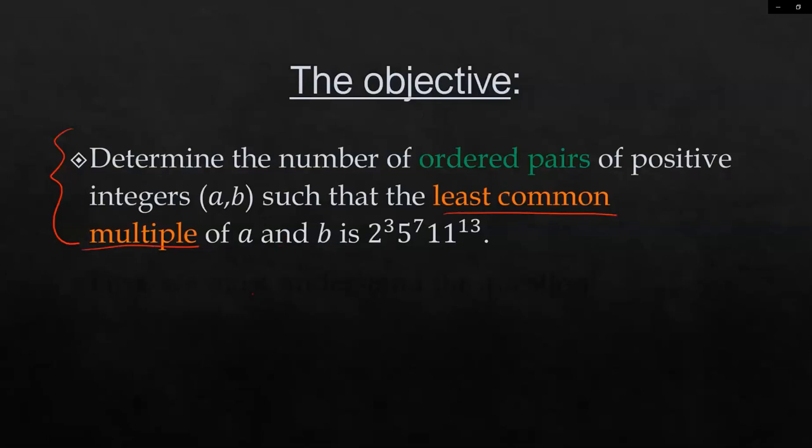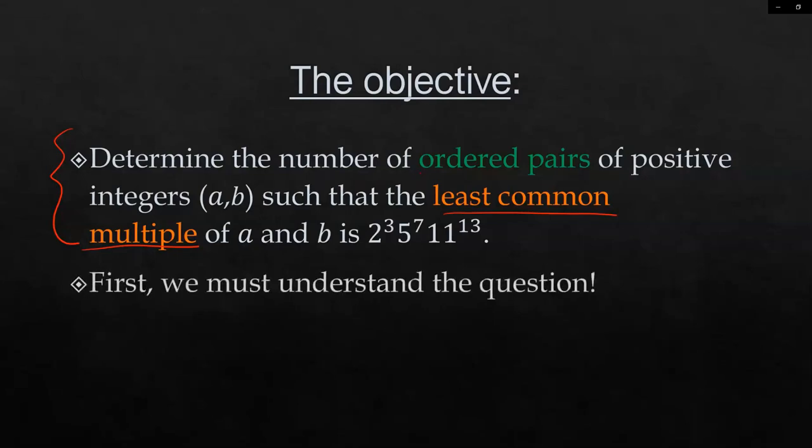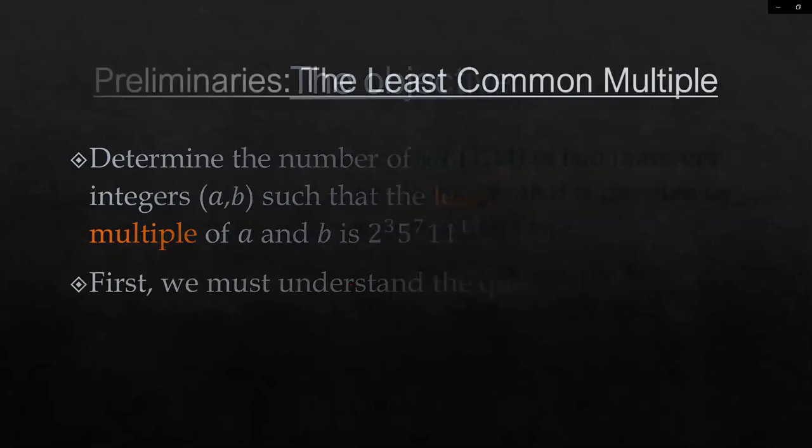So first I would like to remind you, and then we will go on to actually try to find the ordered pairs that we're looking for. Okay, so for the least common multiple, anybody remembers more or less what is the least common multiple that we talked about last time?